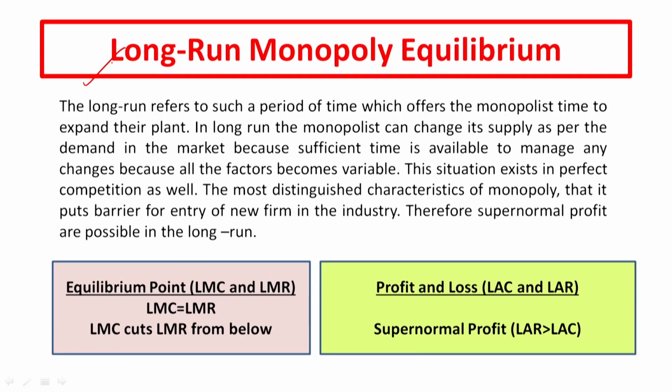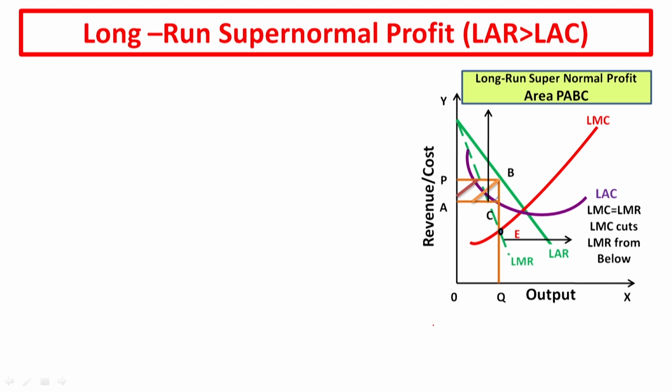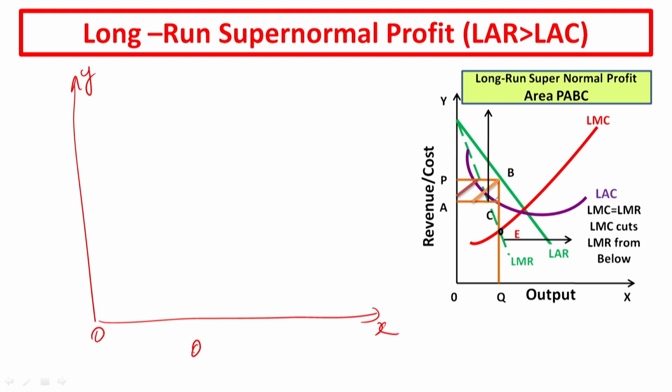Long run monopoly. In the long run, the firm enjoys only supernormal profit, because all the factors become variable, and in the long run there is a barrier to the entry of new firms under the industry. So for long run supernormal profit, the graph is exactly the same as I discussed in the short run. That means this is your Y, X, 0, output, revenue, cost, AR, MR.